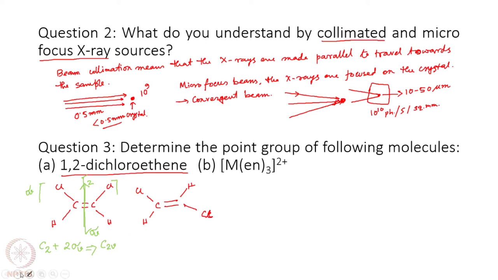Now, if you look at the other molecule which I have drawn here, that is the trans, then the trans molecule has a two-fold perpendicular to the plane of projection and it does not have two sigma V's. So, this is not a C2V, but what it has is a sigma H plane which is the plane of projection. So, C2 and a sigma H makes it C2H point group.